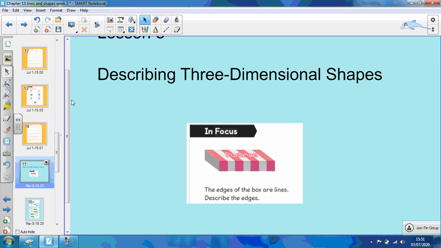Here is a box of pastries, hopefully jam donuts, my favourite. Each of the edges are lines. I want you to write down everything you can think of about the edges of this shape.